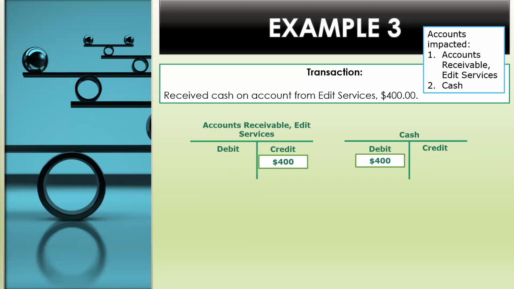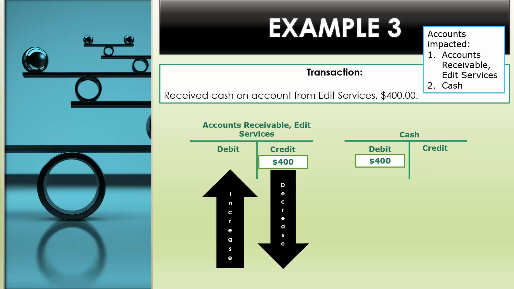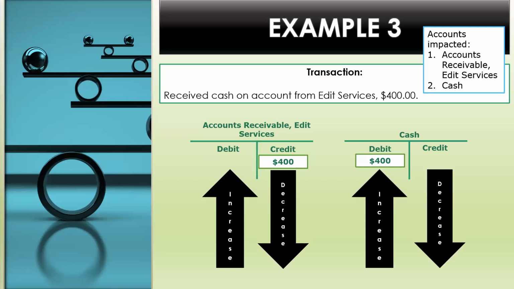So for this specific transaction, we will credit accounts receivable edit services in the amount of $400. This credit decreases the account. We will debit cash in the amount of $400, and this $400 debit increases the cash account.